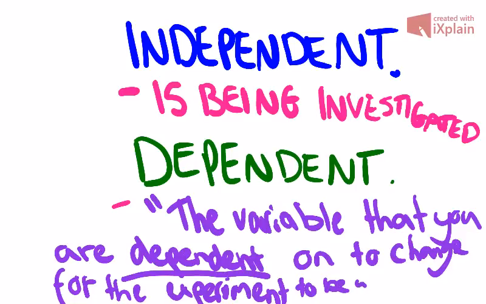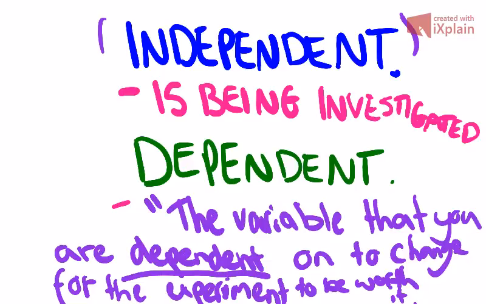Sorry for the messy writing. So yeah, the dependent variable is the one that we are dependent on to change. So it's the one that changes in response to a change that you've already made via the independent one. So yeah, so those are the two hardest to differentiate between, but if you can remember that little rule that I said about the dependent, then generally you're fine.